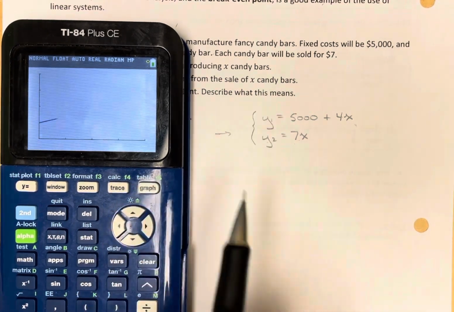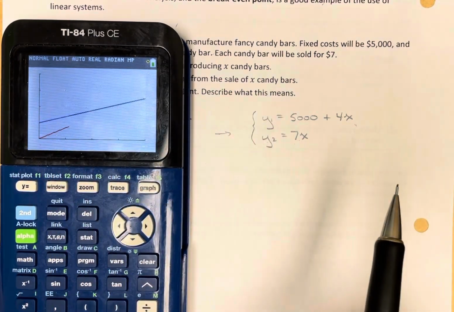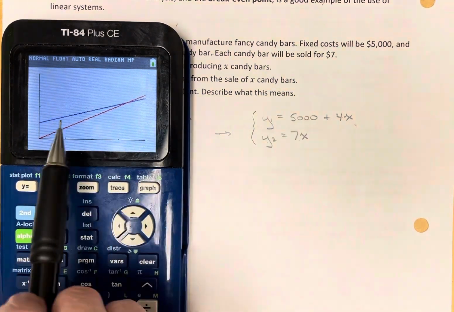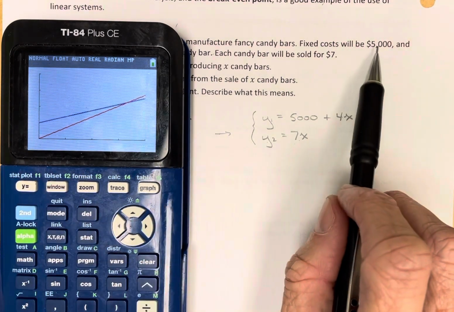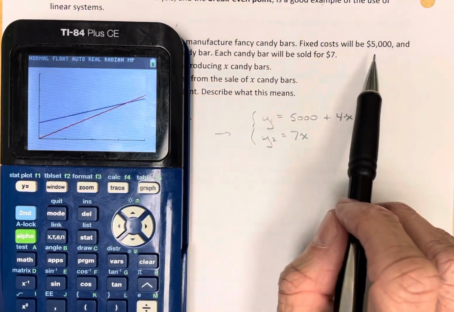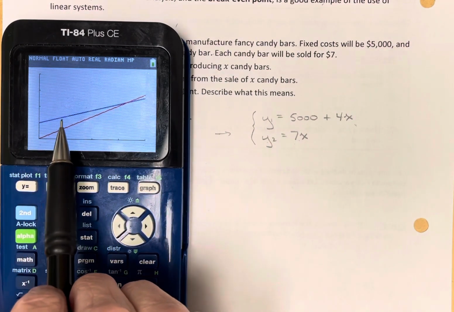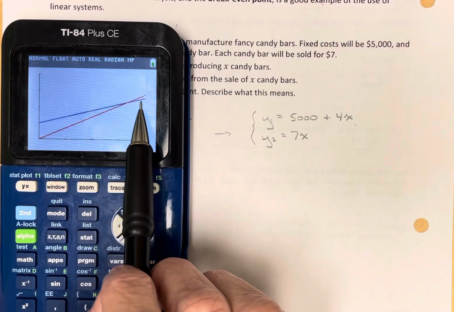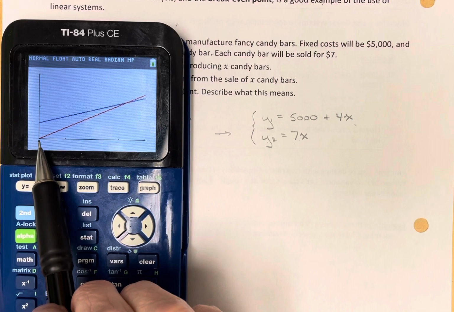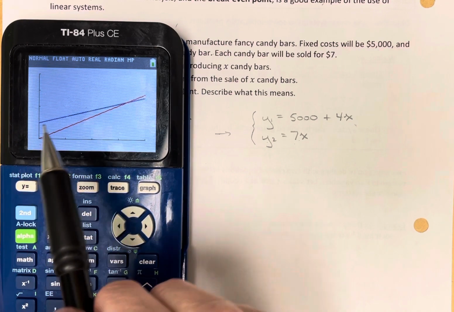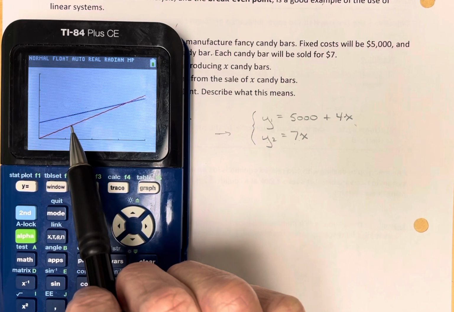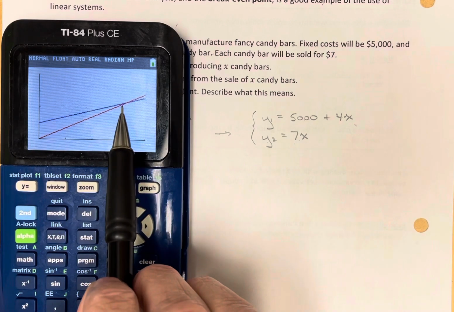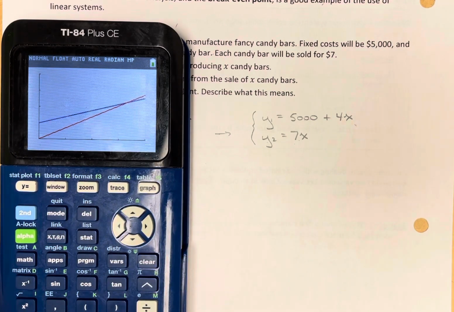So now if I graph, there's my cost function, and there is my revenue function. So my cost for no candy bars, I'm going to spend $5,000 just for the facility and the equipment. And then as I use up cocoa and milk and sugar, my costs will increase along this line. And you can see my revenue starts out at 0. If I sell no candy bars, I have no money coming in. But at $7 for every candy bar, my revenue is climbing a little quicker than my costs. And right here is an intersection point.